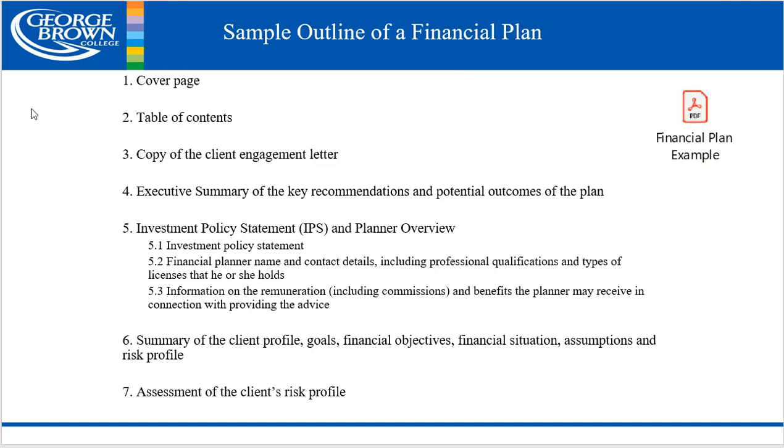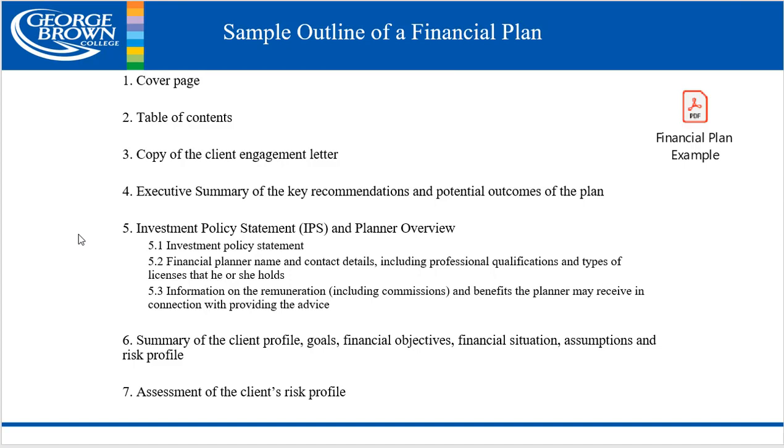Anyhow, so if we look at the sample outline of a financial plan, the first thing is going to have a cover page. Number 2, table of contents. Number 3, copy of the client engagement letter. Number 4, executive summary of the key recommendations and potential outcomes of the plan. Number 5, an investment policy statement and planner overview.